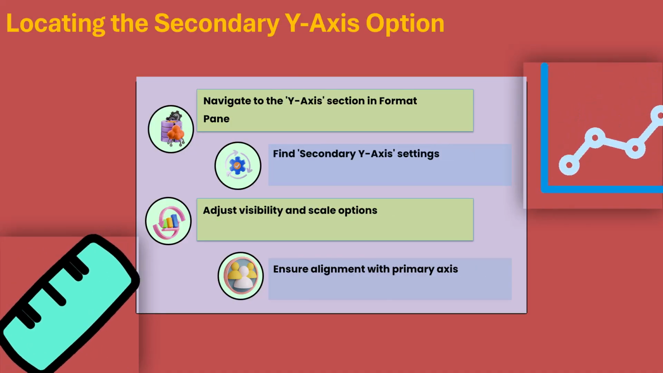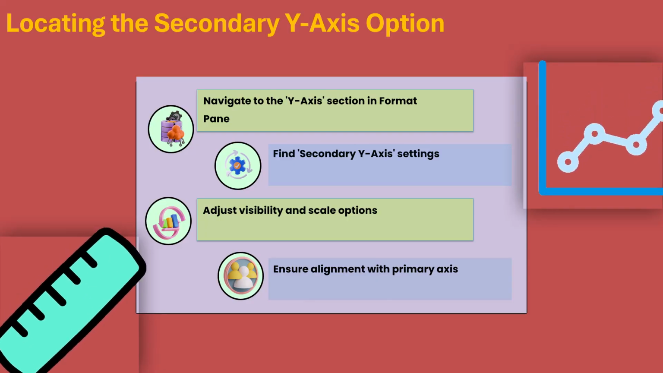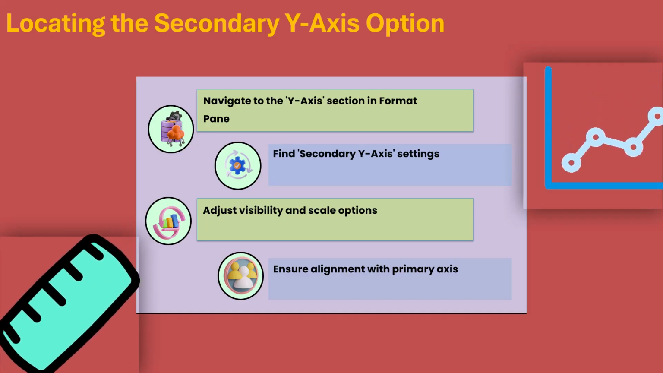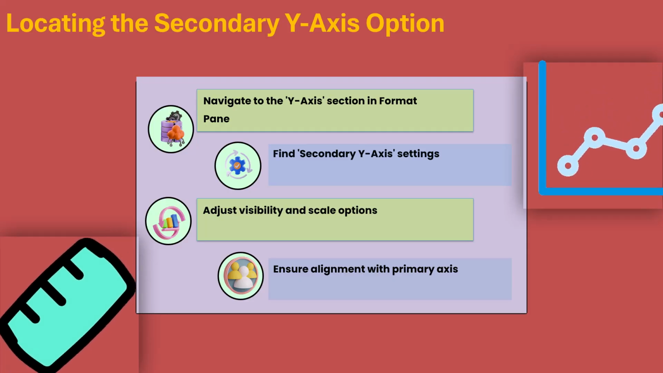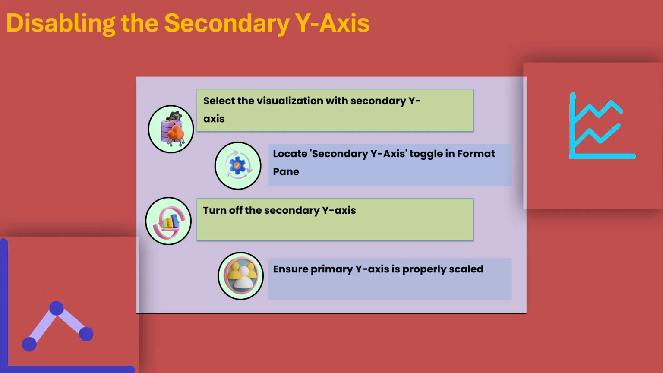Now let's track down that sneaky secondary y-axis option. It's hiding in the format pane under y-axis settings. Don't worry, I'll show you exactly where to find it, like a treasure hunt but with fewer pirates and more data. Alright, here's the best part, getting rid of that secondary y-axis.